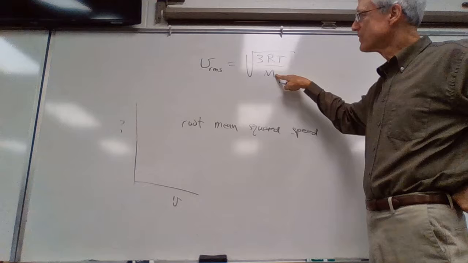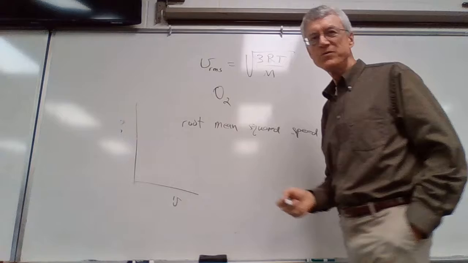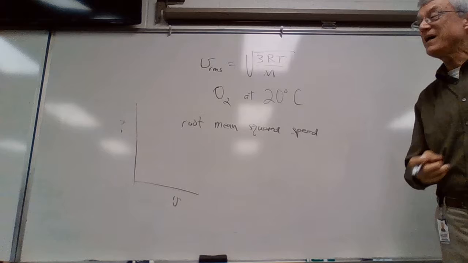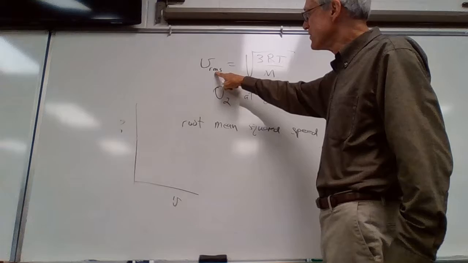So, if you want to know what is the root mean square speed of, say, oxygen, here's a question. Oxygen, which you know is O2, at 20 degrees Celsius, I want to know what their root mean square speed is. How fast are they moving? Keep in mind that they're all moving at different speeds. So when you get an answer, it's an average. It's an average of the square of the speed. Okay.